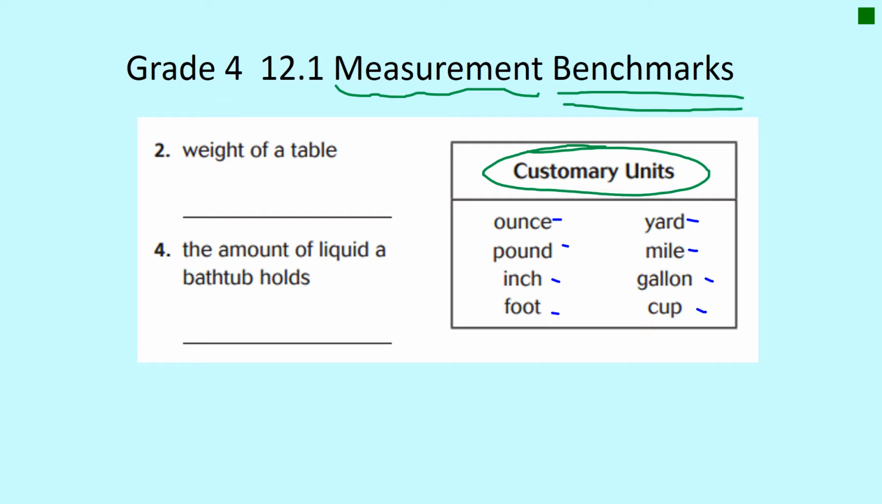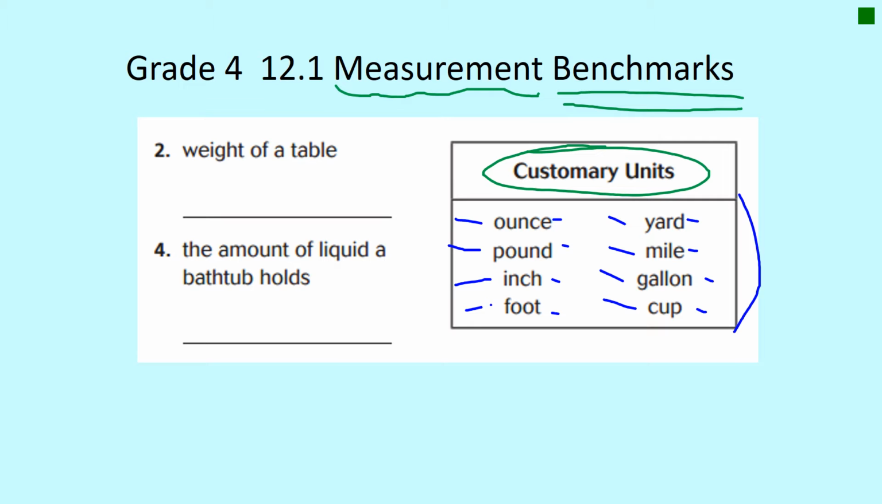Okay, so the directions on here say use benchmarks to choose the customary unit you would use to measure each. So if you were trying to find the weight of a table, you should be able to pretty quickly choose one of these measurement benchmarks. So if I were weighing a table, that would be a customary unit that would measure weight. Okay, so that measures length, that measures length, that measures weight. That measures weight. All right, let's look over here. Yard length, mile length, gallon is volume, and cup is volume.